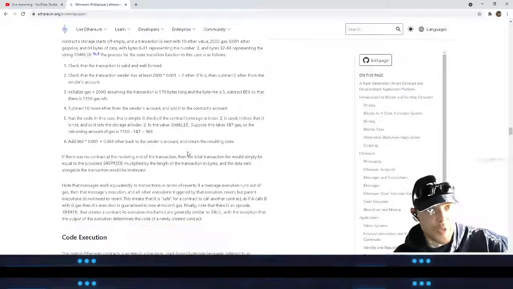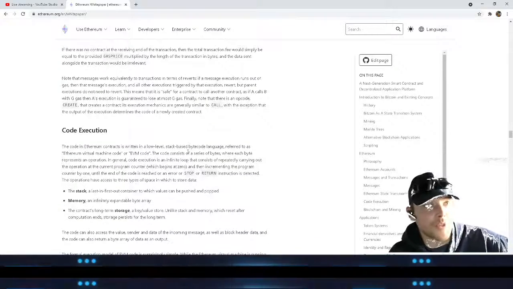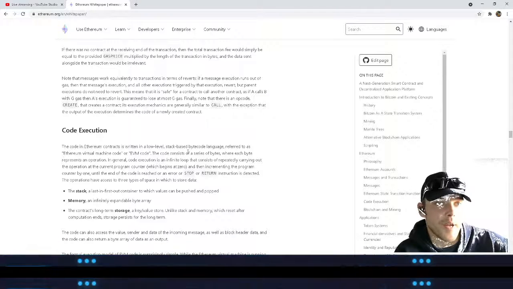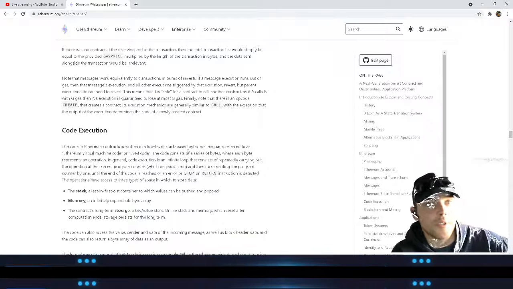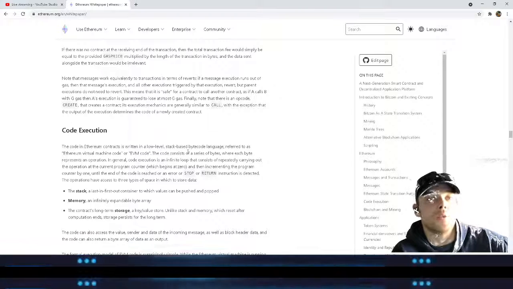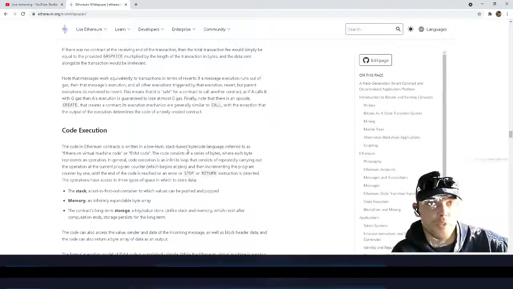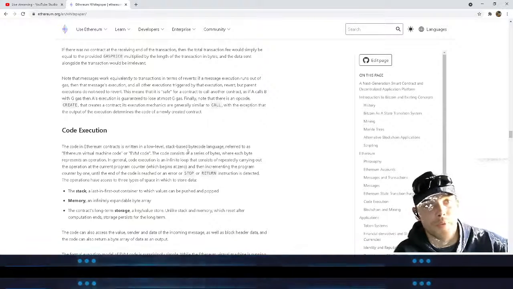If there was no contract at the receiving end of the transaction, then the total transaction fee would simply be equal to the provided gas price multiplied by the length of the transaction in bytes, and the data sent alongside the transaction would be irrelevant. Note that messages work equivalently to transactions in terms of reverts. If a message execution runs out of gas, then that message's execution and all other executions triggered by that execution revert, but parent executions do not need to revert.